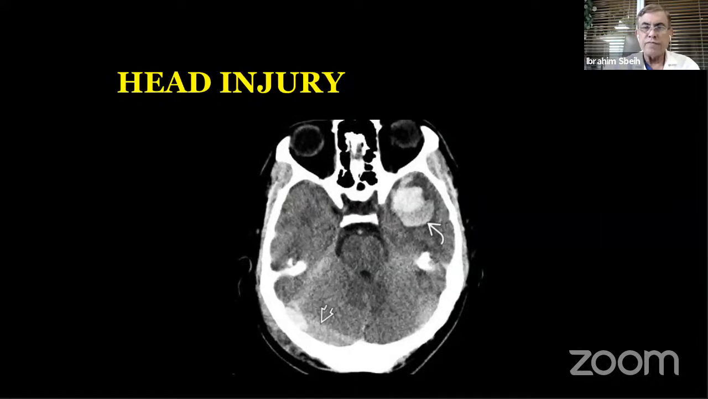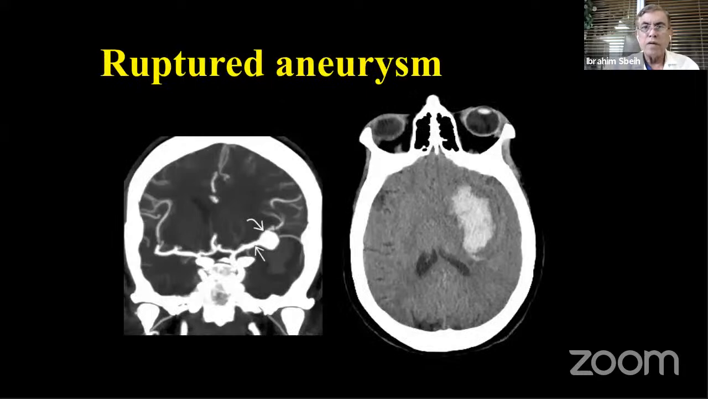Head injuries, very common in all kinds of countries around the world, brain contusion and hemorrhages, extradural, subdural, you name it. Ruptured aneurysm, a very famous cause of intracerebral bleed. This is a rather giant middle cerebral artery aneurysm that ruptured into the Sylvian fissure here.